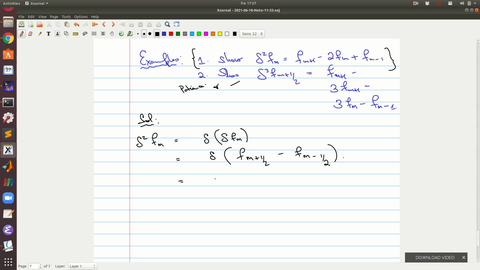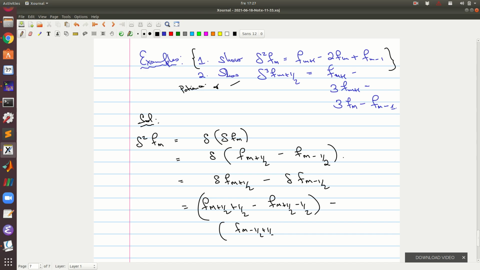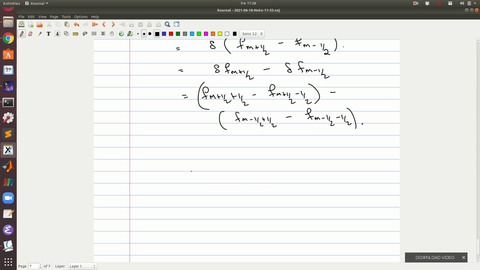which we can now again write as the central difference operator at that point minus the central difference operator at that point. So again, by definition, this is going to be f of m plus 1/2 plus 1/2 minus f of m plus 1/2 minus 1/2, then minus f of m minus 1/2 plus 1/2 minus f of m minus 1/2 minus 1/2. So you see how easy it is.